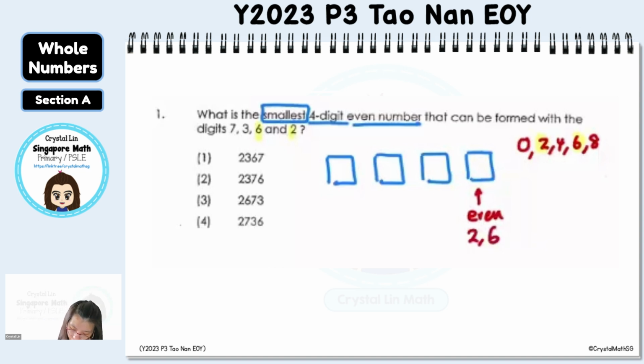Next, you look at the first digit, you want the smallest. So the smallest is your 2. So the first digit is 2. When the first digit is 2, the last digit cannot be 2 anymore. The last digit has to be 6. And the middle two digits are either a 7 or a 3. So how do we decide whether it's a 7 or a 3? We can put it inside the boxes and check. So we have 2, 7, 3, 6, or 2, 3, 7, 6.